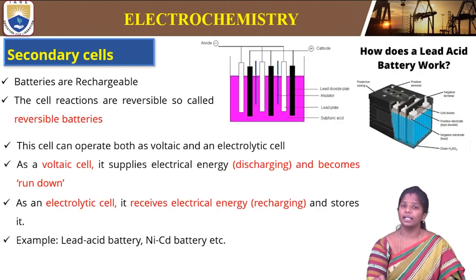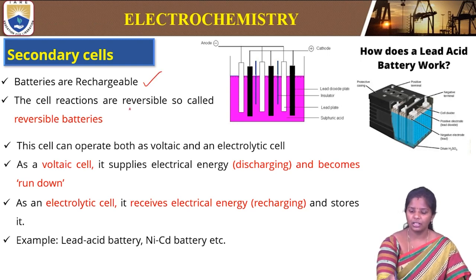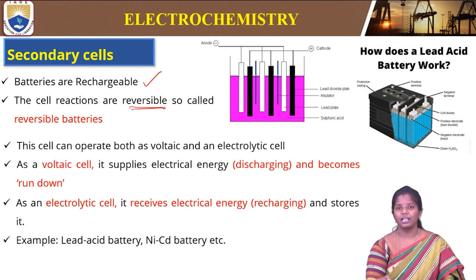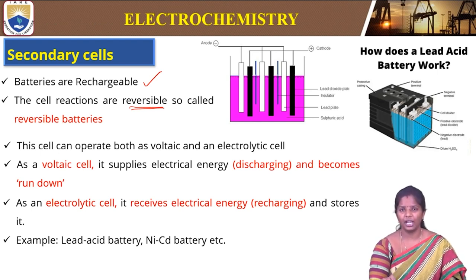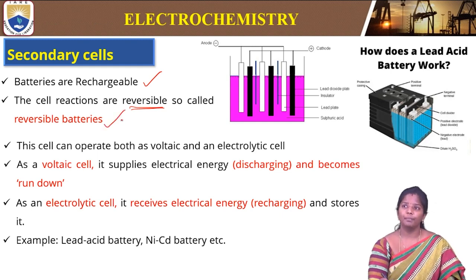Then what are the secondary cells? Secondary cells are rechargeable cells. It means the cells or the batteries formed from these cells can be recharged and reused again and again. So batteries are rechargeable. Then the cell reactions are reversible. It means the reactions taking place during usage can be reversed back so that it can be charged. So these are called reversible batteries.